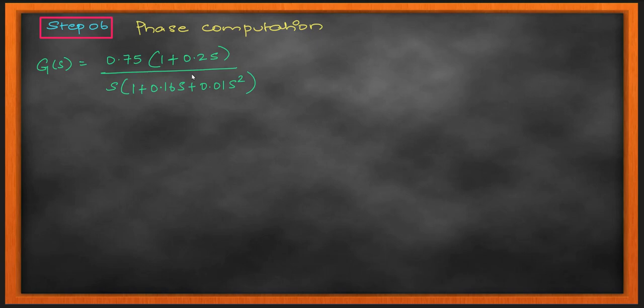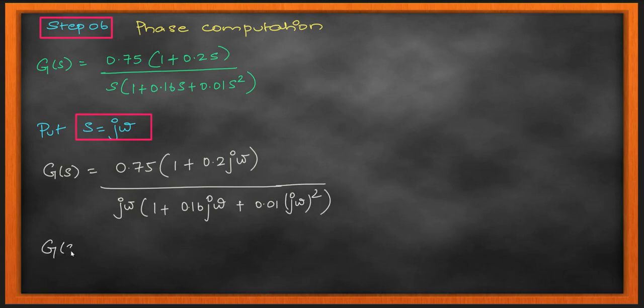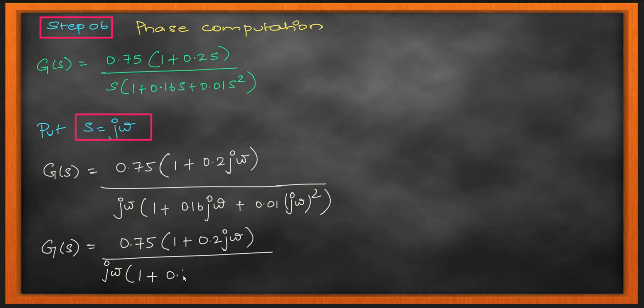So next, step 6. We have done the gain magnitude computation. Now we are doing the phase computation. How do you do the phase computation? I'm writing the G of S as it is from the question. Then I'm putting in the substitution: S is equal to J omega, right? So G of S is equal to 0.75 into 1 plus 0.2 J omega divided by J omega into 1 plus 0.6 J omega plus 0.01 J omega square. I'm putting that substitution and then simplifying it.